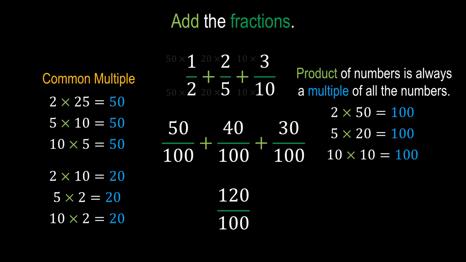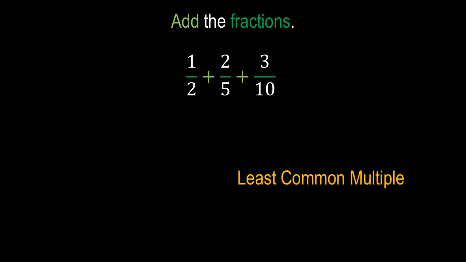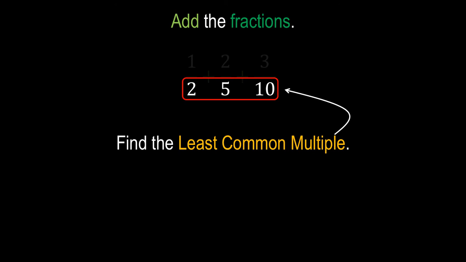If we use the smallest common multiple, we will have smaller numbers to deal with. And you better know how we can find the smallest common multiple. Yes, you are right. It is least common multiple, LCM. So instead of multiplying the denominators, let's find the LCM of them. Pause this video and find the LCM of 2, 5 and 10. If you need help, watch this video on LCM.